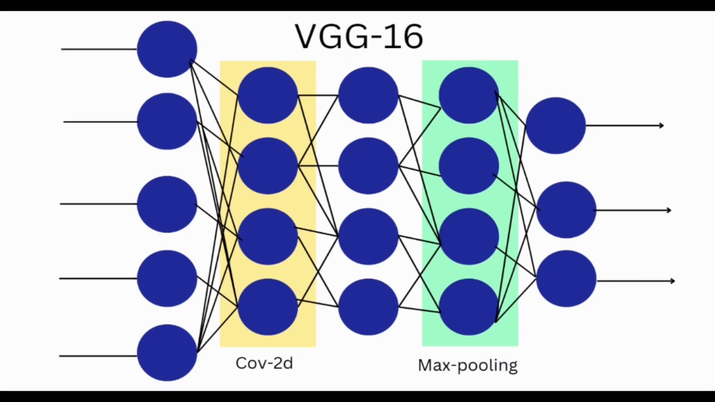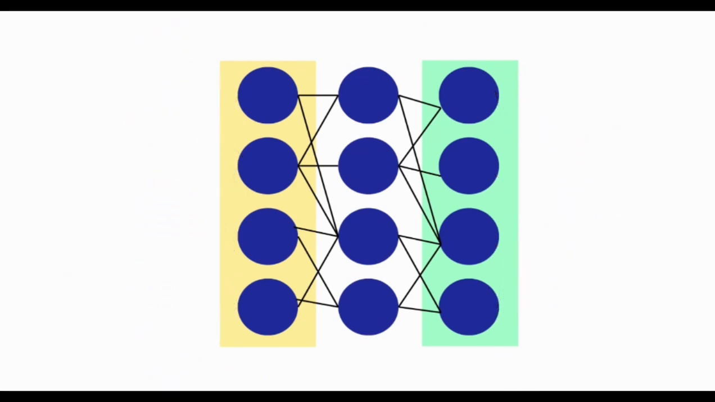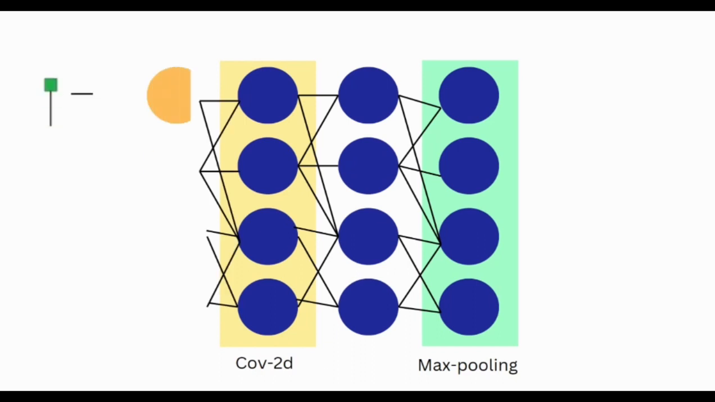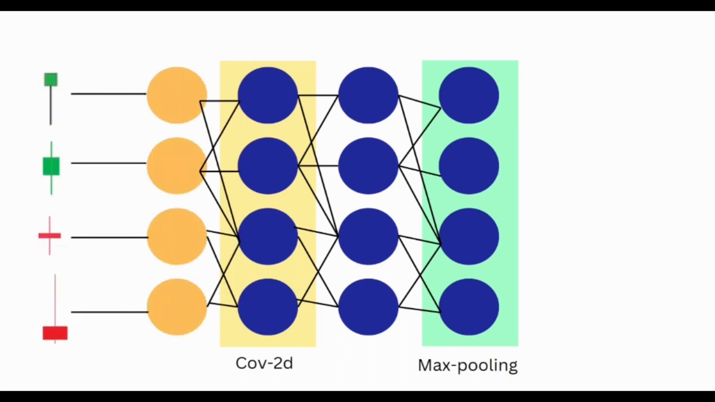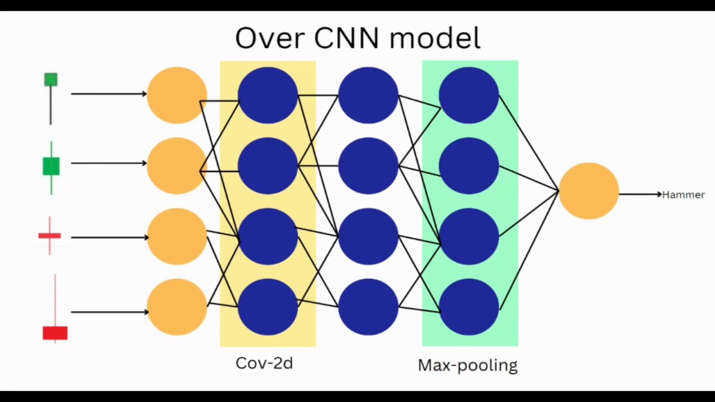Now we removed the input and output layers of this model, but we kept the weights constant because this is a pre-trained model. Now we inserted our input layer as our patterns, which are in the form of images. Now the output will be whether it is hammer or inverted hammer or any of these eight patterns. So this is our CNN model that we built from the VGG16 model.